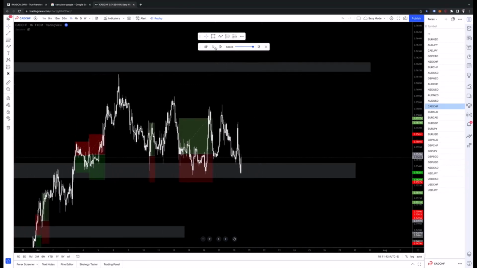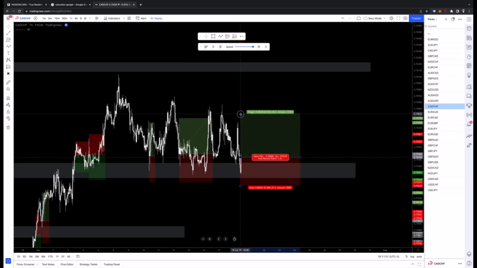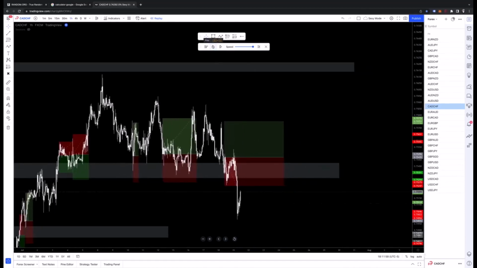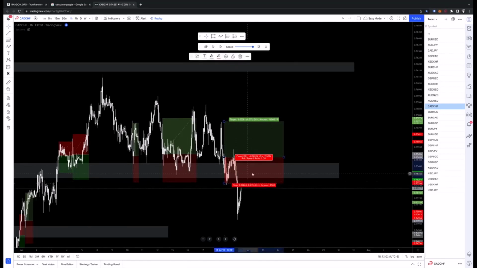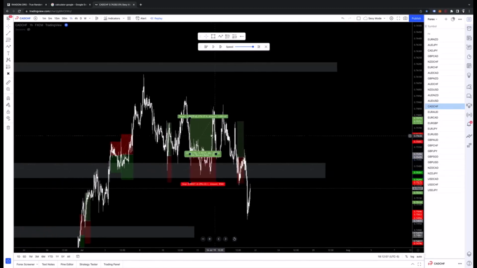So in this case, we have another rejection of this zone. It's rejected the zone and pushed up in a bullish candle. You can enter there with a stop loss just below, targeting a 1 to 1.25. So this one would likely have taken the trade out there with spread. So we'll call this one a stop out from there.